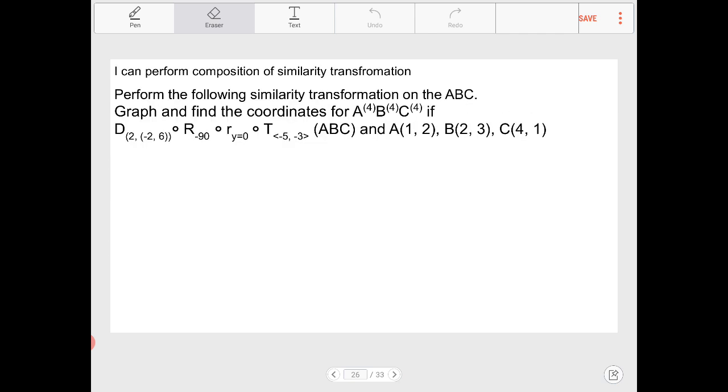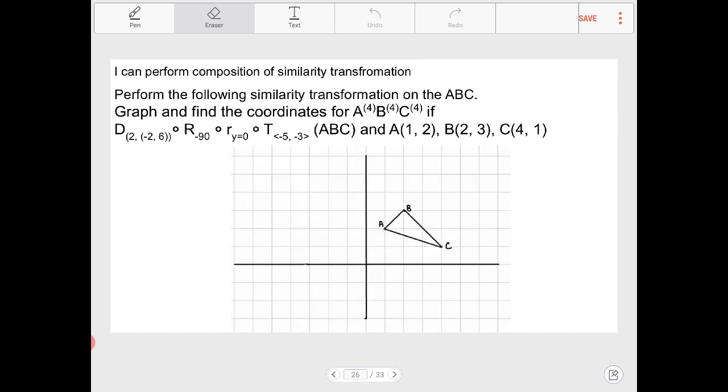Let's perform the following similarity transformation on triangle ABC, and then graph out what the image is after the four transformations. If you have graph paper handy, it would be a good idea to plot triangle ABC. Pause the video to see if you can figure this out on your own first. Welcome back. Hopefully you had some time to think about this. We're going to translate triangle ABC in the direction of -5, -3.